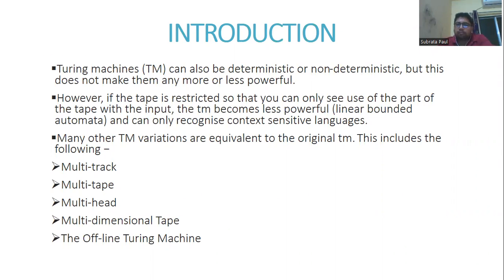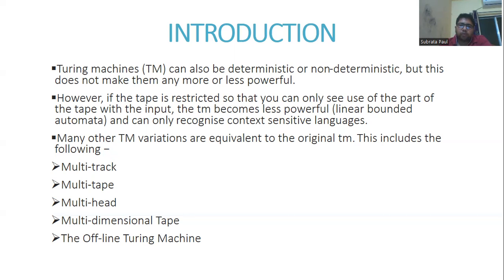We have already seen the different parts of the Turing machine: it consists of an input tape, a read-write head, and a finite control, which decides whether the head will go towards the left, towards the right, or will not move at all. If the tape is restricted so that you can only see a part of the tape with the input, then the TM becomes less powerful, a linear bounded automaton, and can only recognize context sensitive languages. We'll see this particular part later on in our syllabus.